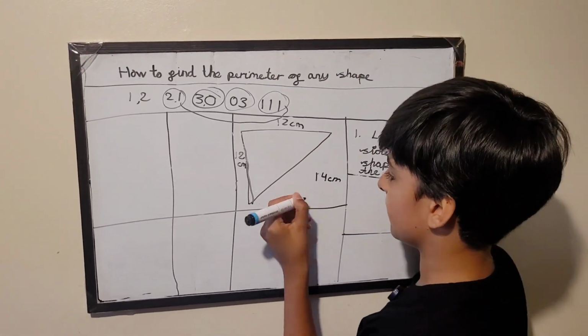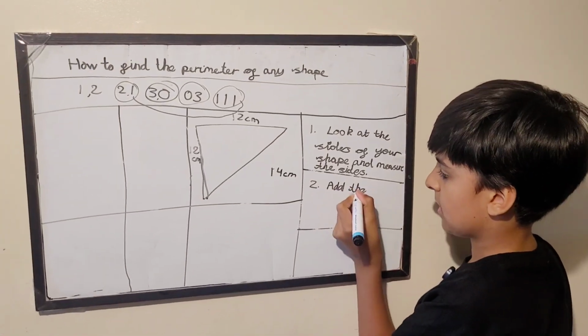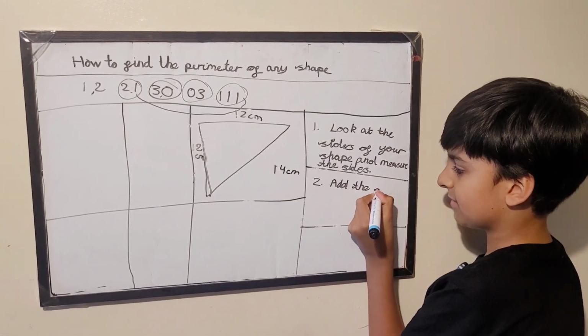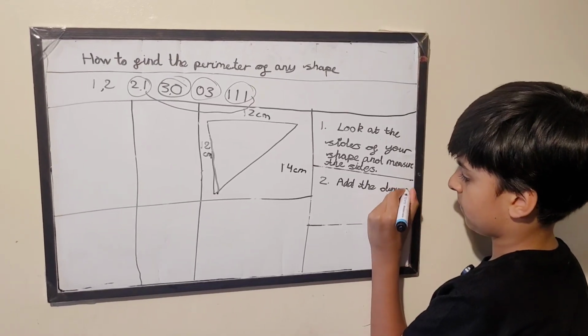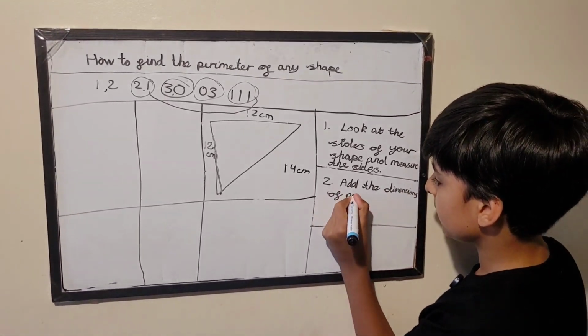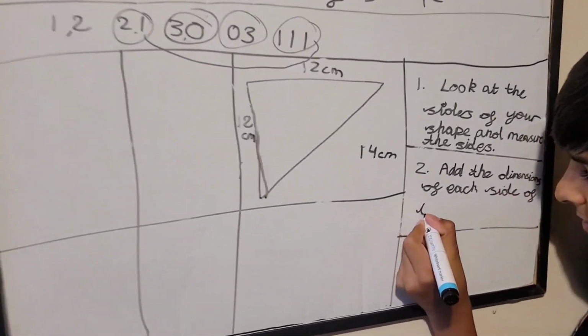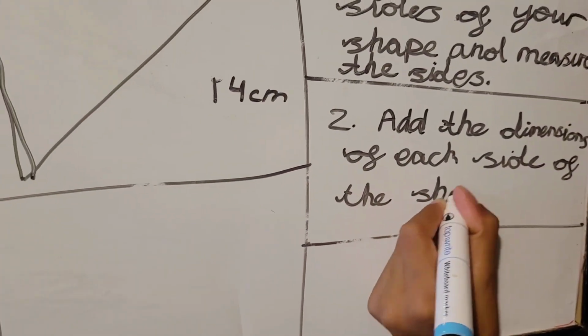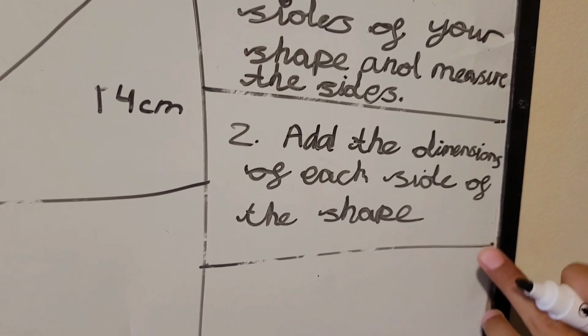Now we need to add them together. Step 2. Add the dimensions of each side of the shape. Add the dimensions of each side of the shape.